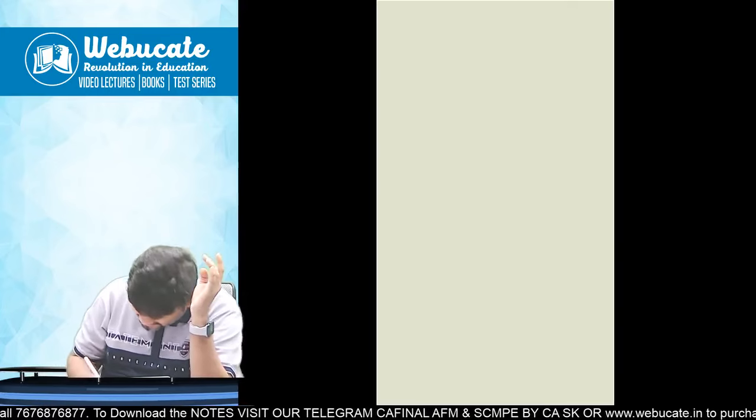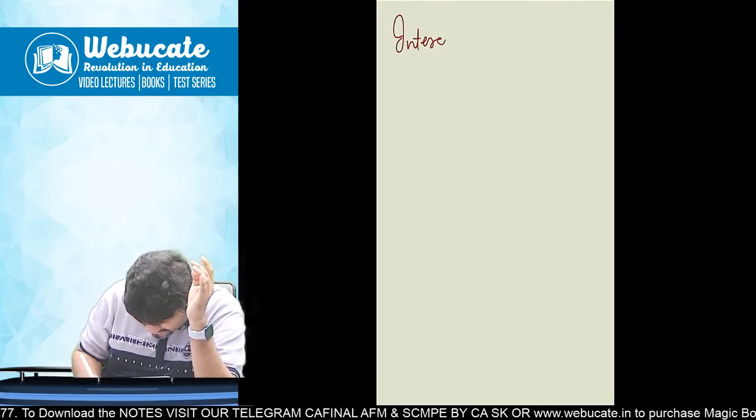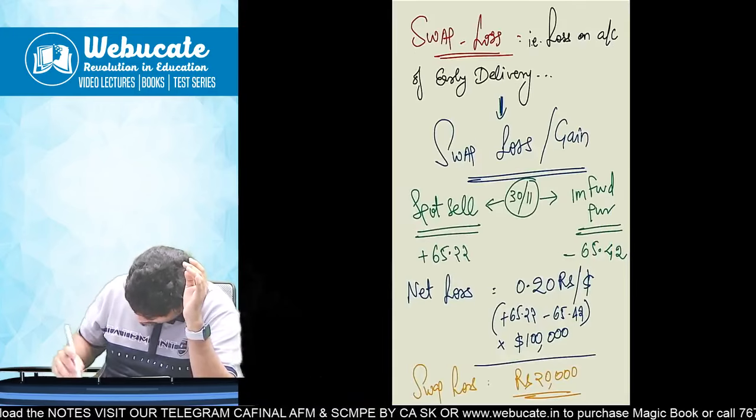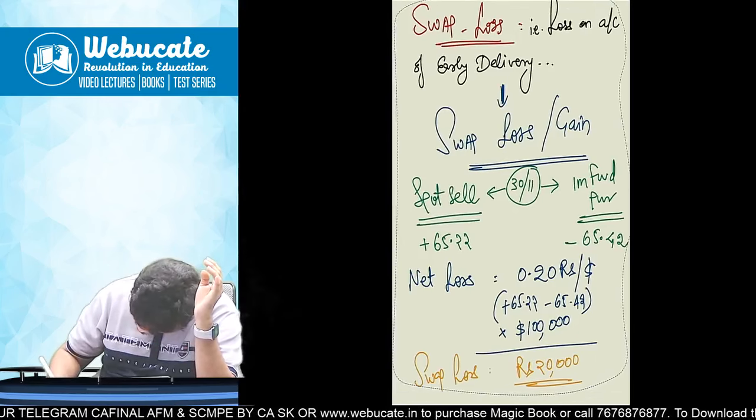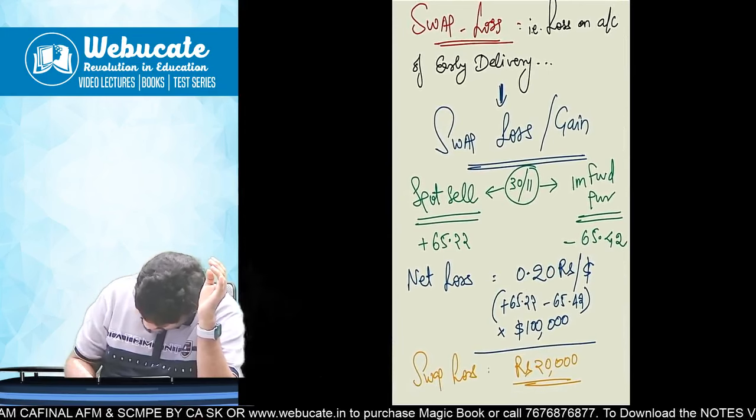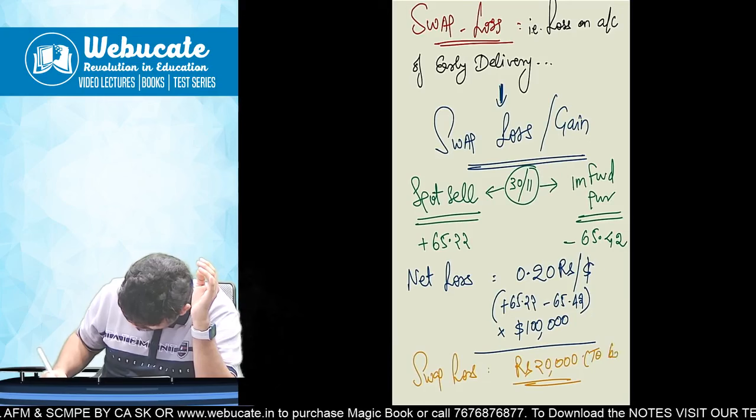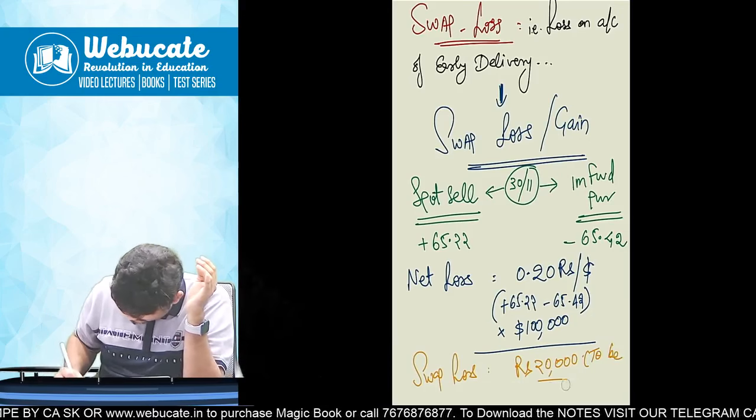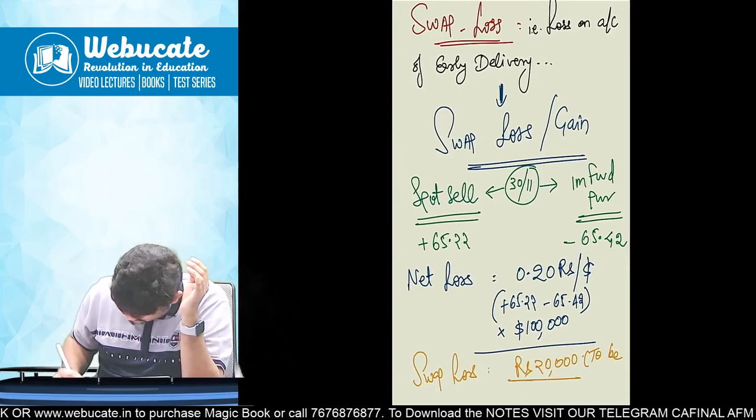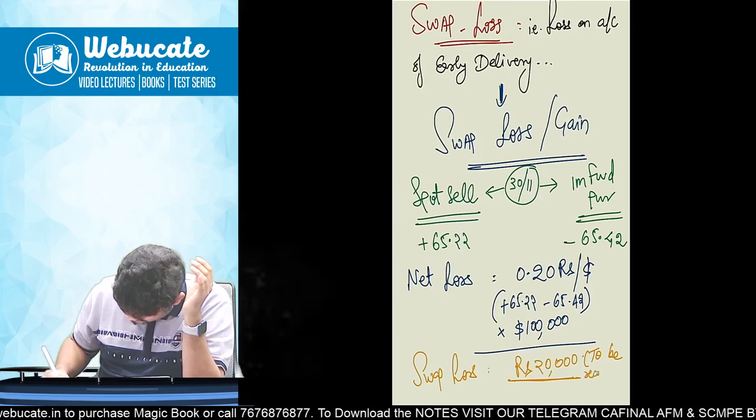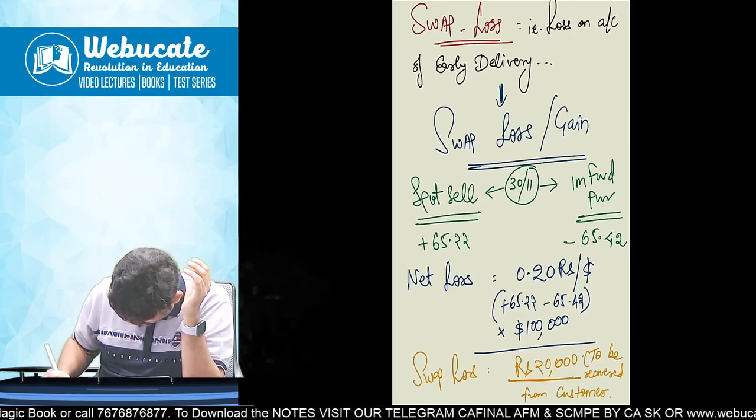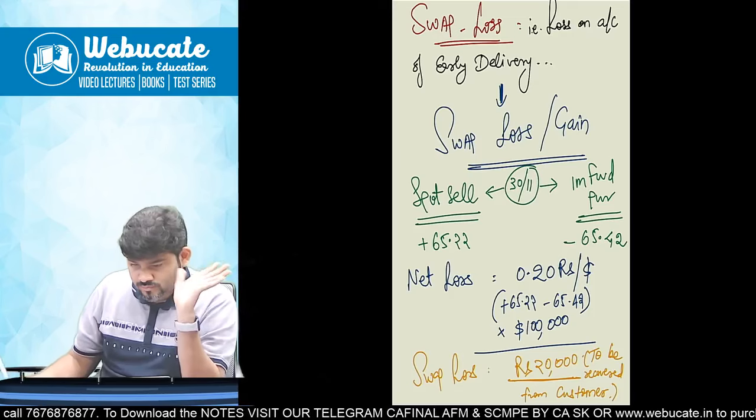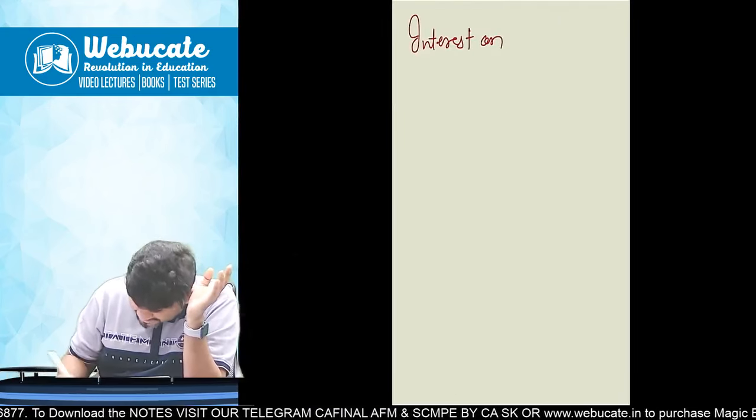Wow, what a sum. Fadai, you are great. Now, interest. Okay, just write it here. Swap loss to be recovered from customer. Write it down, Baba. To be recovered from customer. Okay. Interest on outlay of funds also to be recovered.